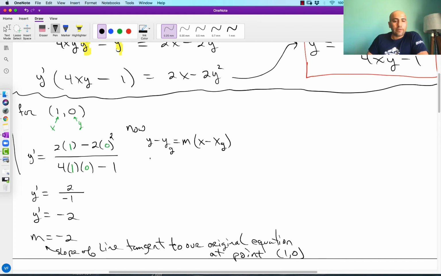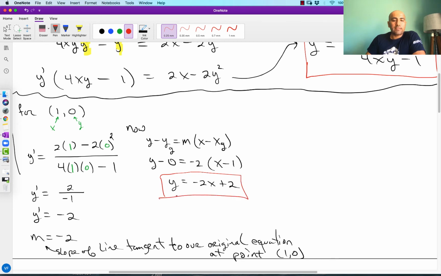So let's substitute everything. We get y minus 0 equals negative 2 times x minus 1. Distributing, we get y equals minus 2x plus 2. That's our answer. This is the equation of the line tangent to our original equation at the point 1 comma 0. Okay, 1 down, 1 to go.